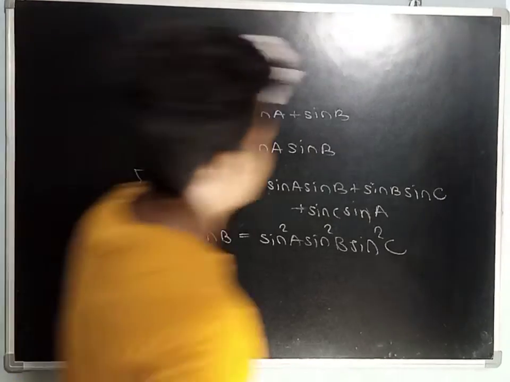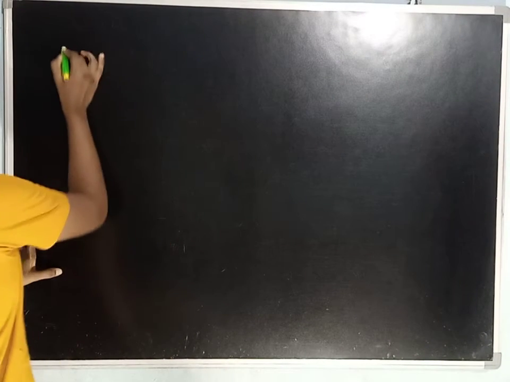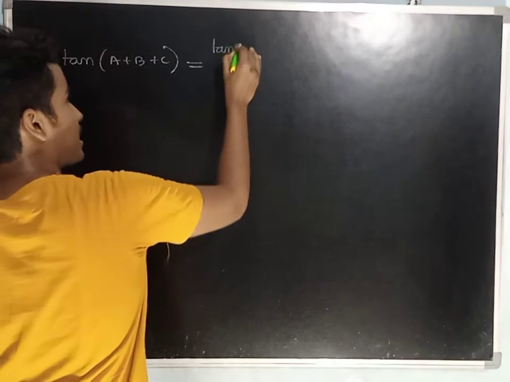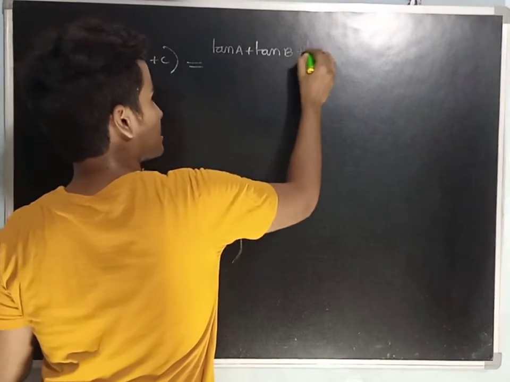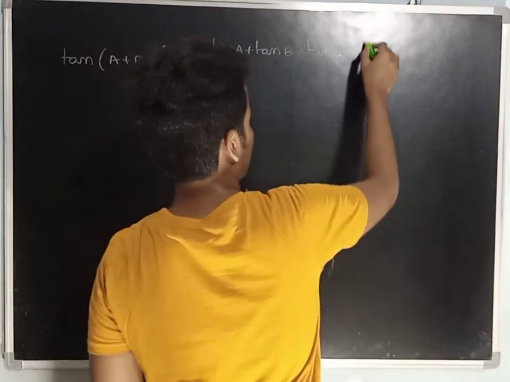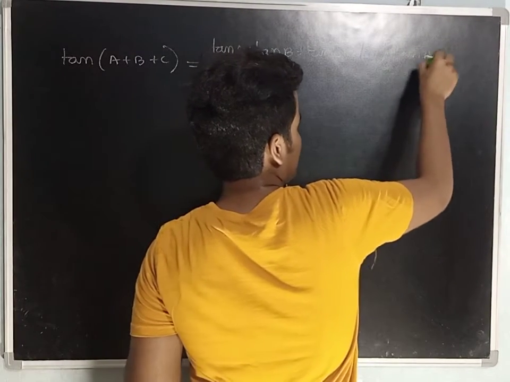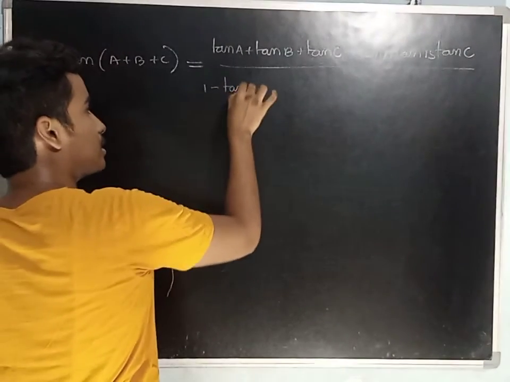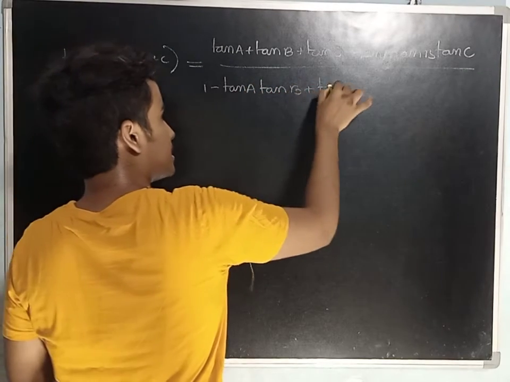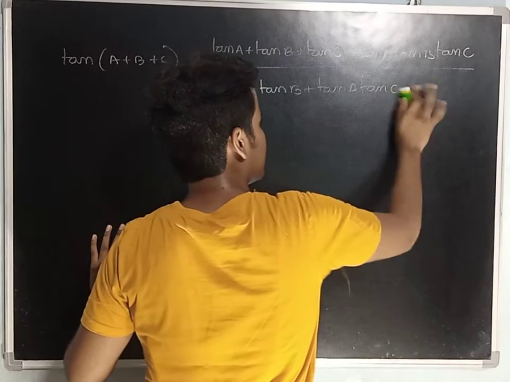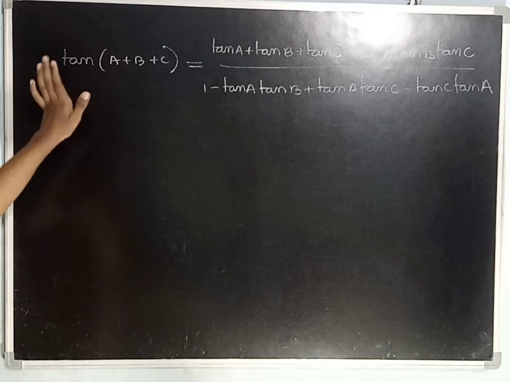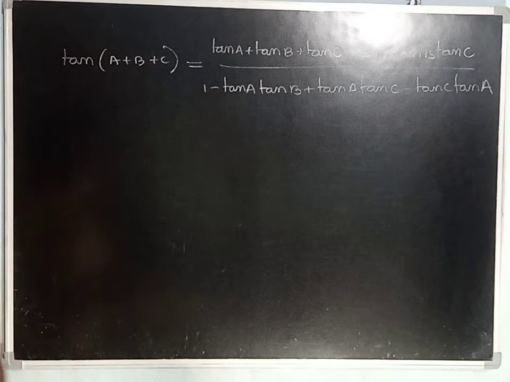Here let us see another simple application of these notations. Tan of A plus B plus C is nothing but tan A plus tan B plus tan C minus tan A tan B tan C by 1 minus tan A tan B plus tan B tan C minus tan C tan A. This is another formula, tan of sum of three angles.